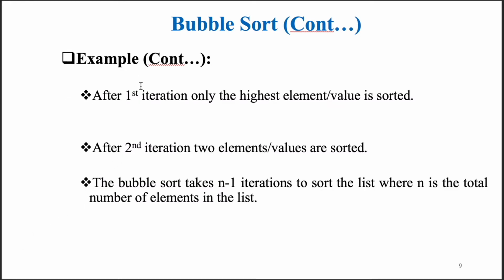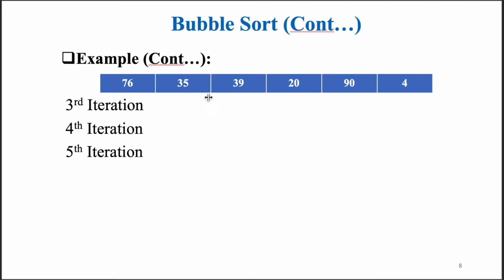As I said earlier, after the first iteration, only the highest element is sorted. That is, the highest element will be placed in the rightmost corner. After the second iteration, two elements will be sorted. And the important point here is that bubble sort takes n minus 1 iterations to sort the list, where n is the total number of elements in the list. Here in the example, there are 6 elements in this unsorted array. These 6 elements take 6 minus 1, that is 5 iterations to be sorted.